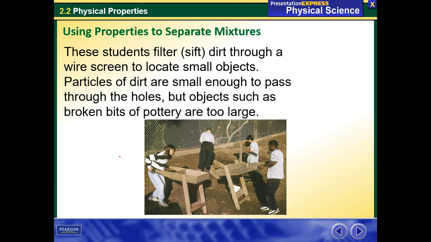Here's an example of students filtering or sifting through dirt. They have a contraption here, and there's a wire screen. Anything that is smaller than the holes in the wire screen can pass through to the bottom, but anything that's too big, like pottery, is trapped behind. And often, if you've heard of the gold rush, that's what they did. They were panning for gold.